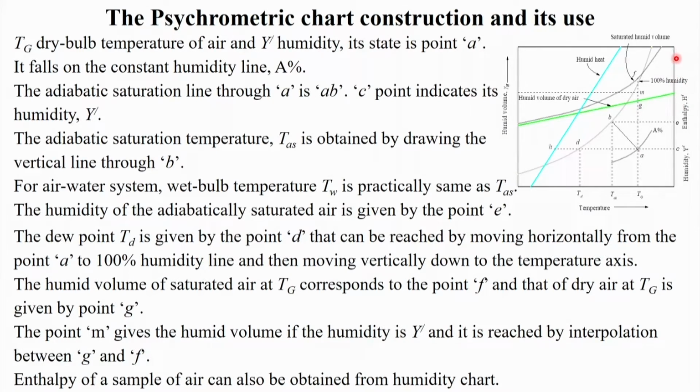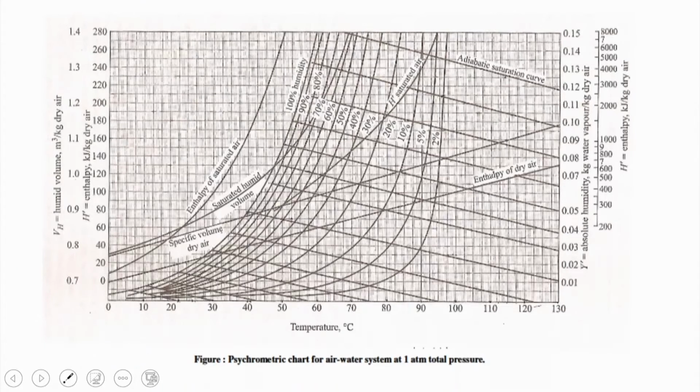because the enthalpy is shown on the y2 axis. So, whatever the value is, the corresponding value of the enthalpy will be obtained from the y2 axis. Okay. And accordingly, the humid volume will be measured from the y1 axis. Okay. So, this is a psychrometric chart of the air-water system for 1 atmospheric total pressure.